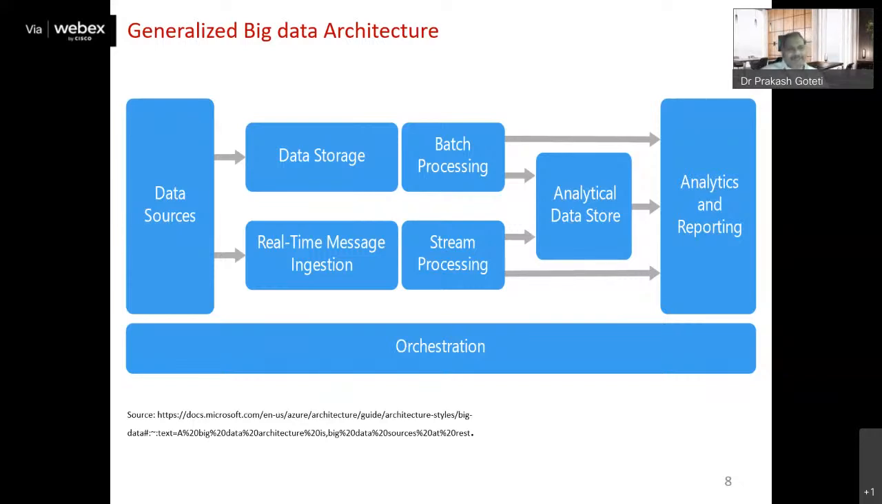So in this, what happens? It has both streaming as well as batch processing. We understand what is data source, we understand analytics and reporting. So essentially, in between these two tiers, what exactly is happening is what we are trying to explain from this particular diagram. As you see here, it supports batch processing as well as stream processing.